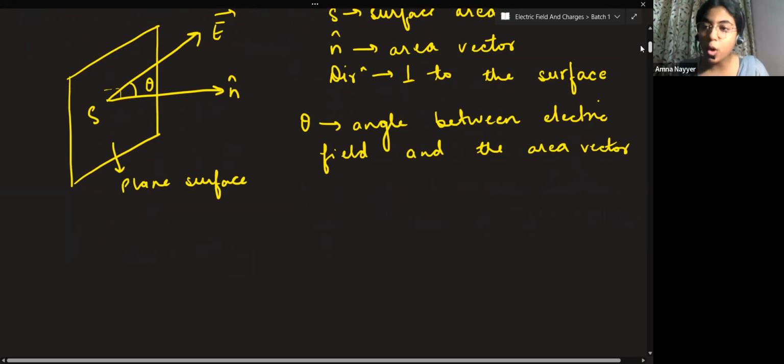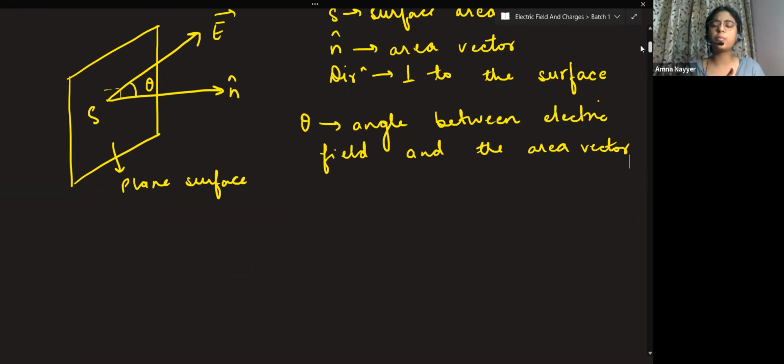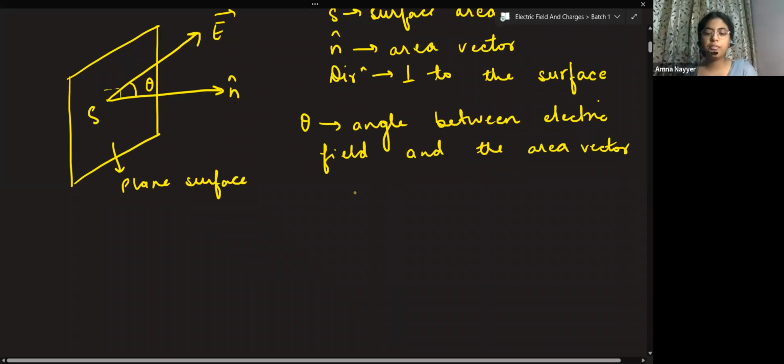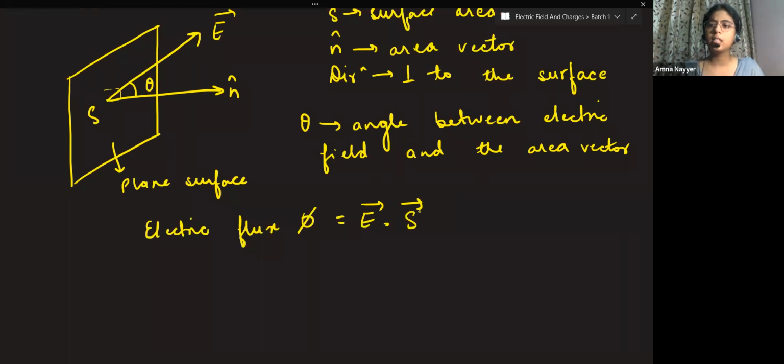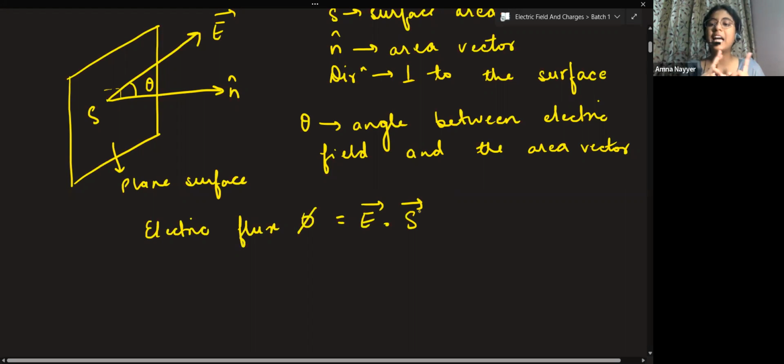So if you remember the dot product, we have discussed the cross product, I guess, in torque when we were discussing torque. Regarding the dot product, phi, the electric flux, is equal to the dot product of electric field and the surface area. So whatever is the surface area of the surface, like if it's a plain 2D rectangle, then you know how to calculate the surface area of a rectangle. Electric field is given to you. Angle is given between electric field and the area vector.